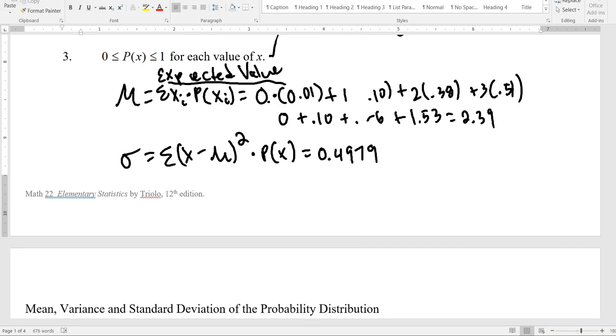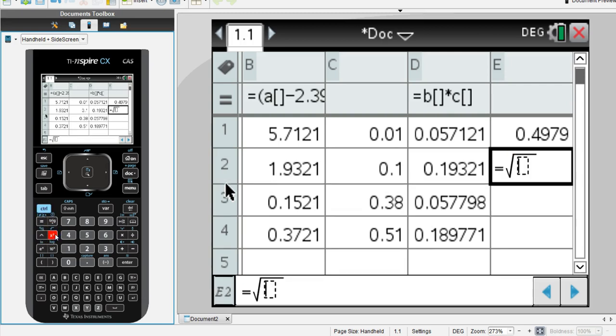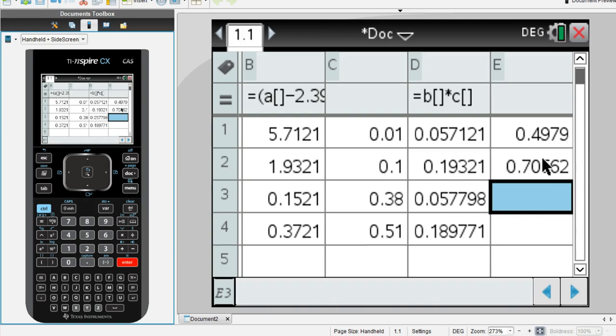But keep in mind, that is actually not our answer, because at the very end, to get this, that would be our variance. To get the standard deviation, I also at the end need to square root that whole mess. So the square root of 0.749, let's do the square root of E1. This will take the cell E1 and square root it, and we got 0.70562.